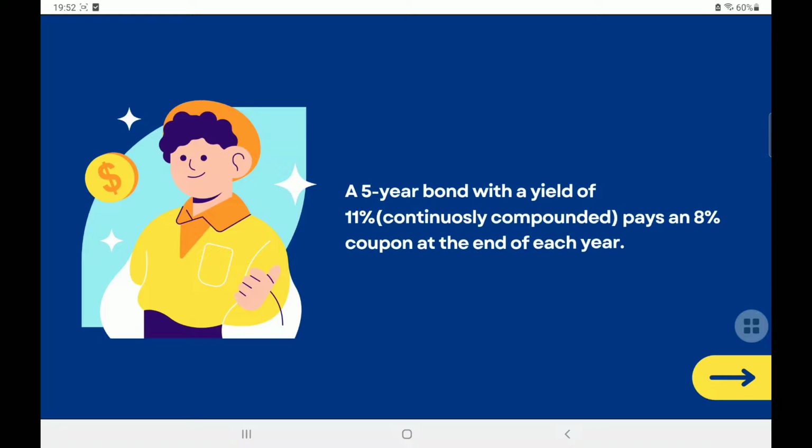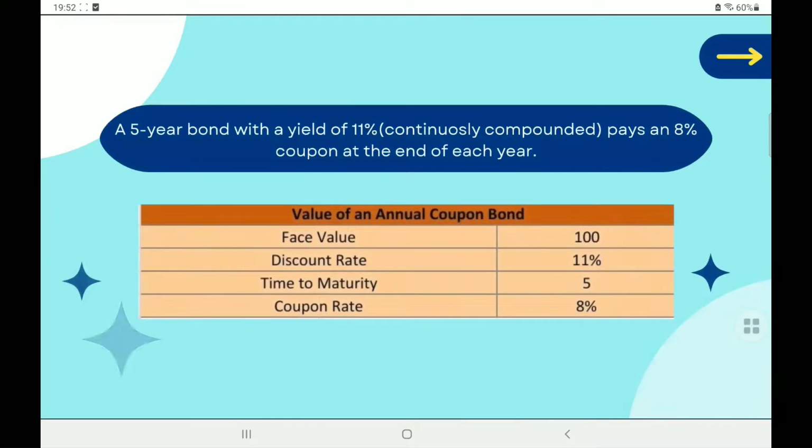The question is, a 5-year bond with a yield of 11% continuously compounded pays an 8% coupon at the end of each year. Therefore, at the end of each year, for 5 years, it will pay an 8% coupon rate.